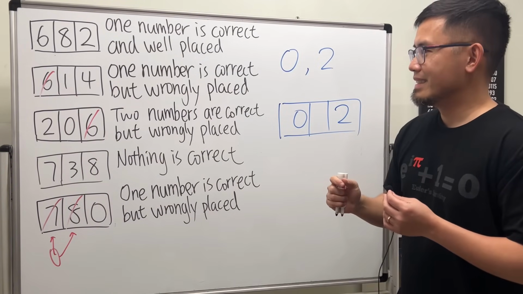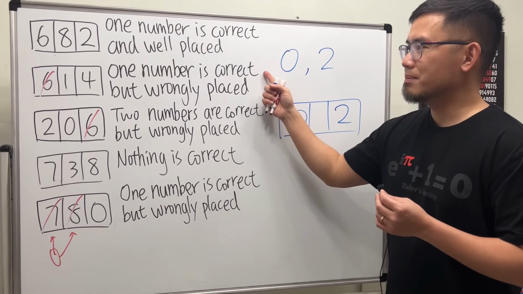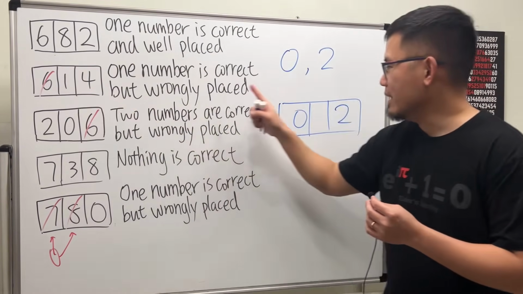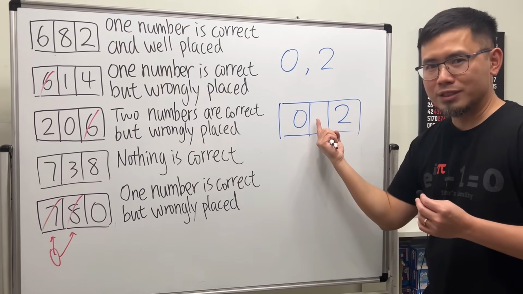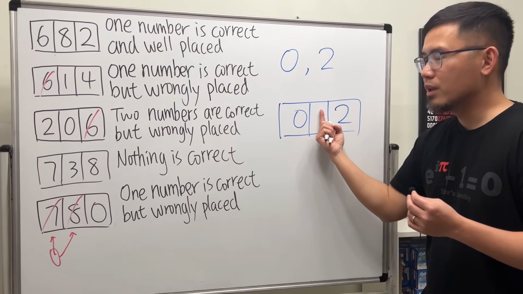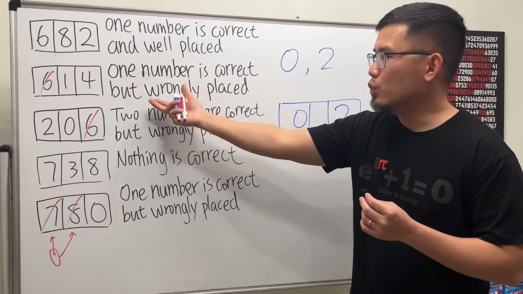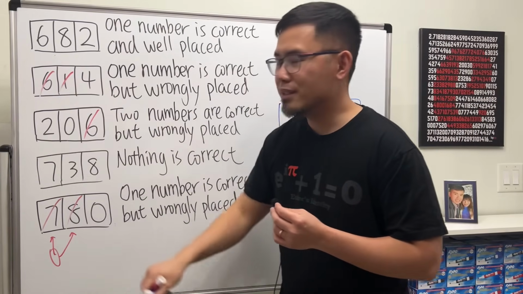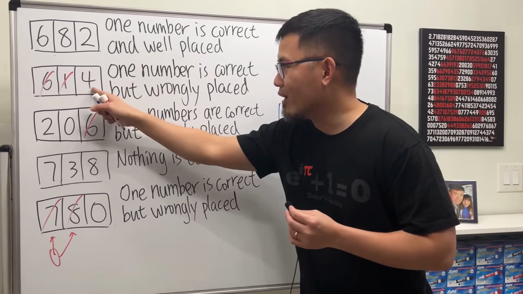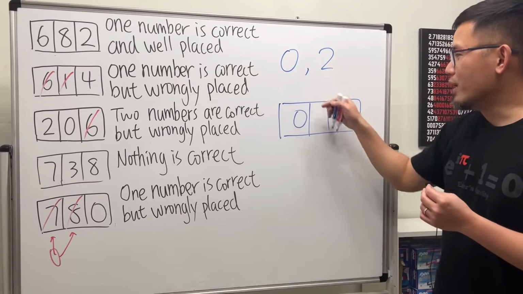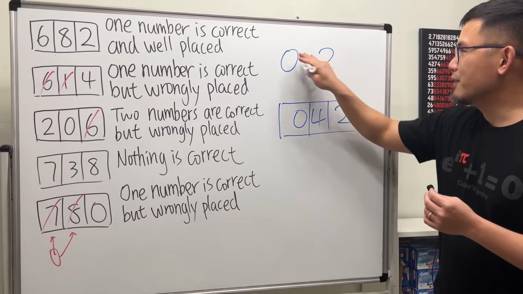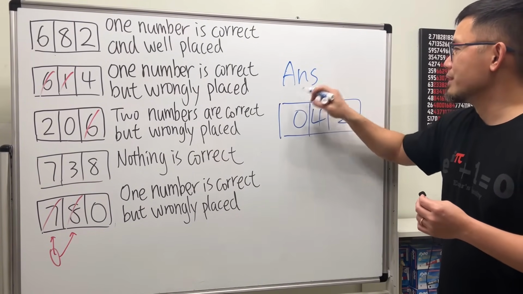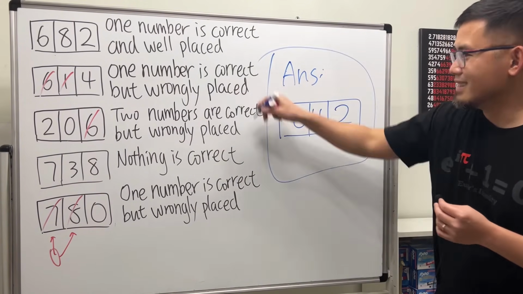One number is correct but wrongly placed. It cannot be 1, because if it's 1, then I only have one more spot left. So 1 has to be in the middle. If it was 1, then it would have been correctly placed, right? So it cannot be 1. Get rid of that. So the answer is 4, right? 4, because 4 is supposed to be right here. So in fact, the answer is 0, 4, 2. And that's it.